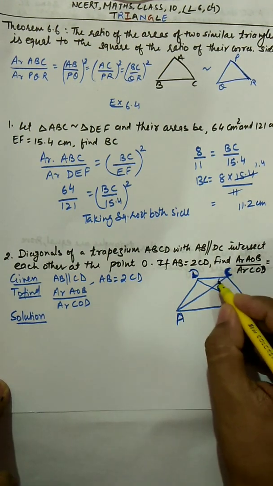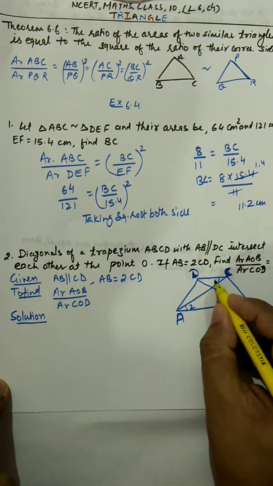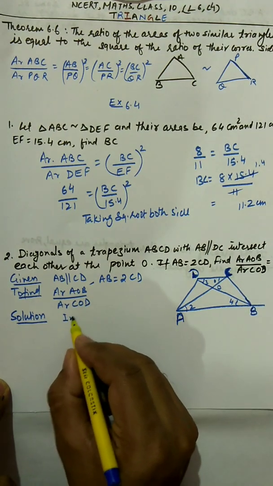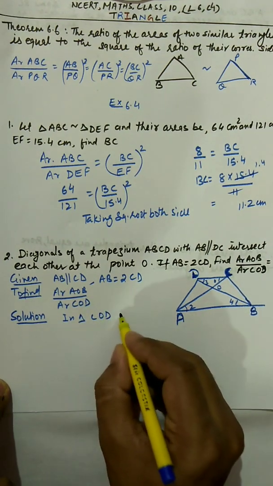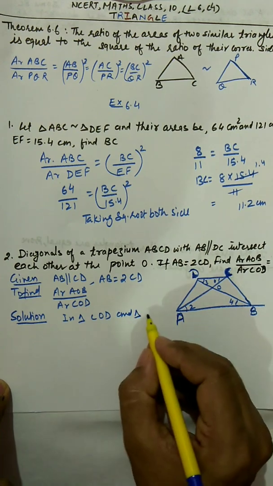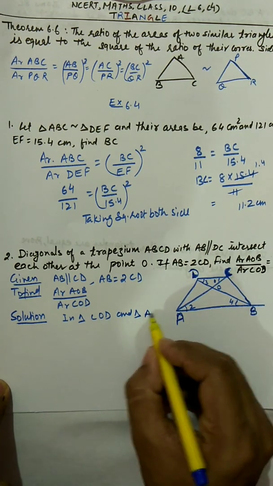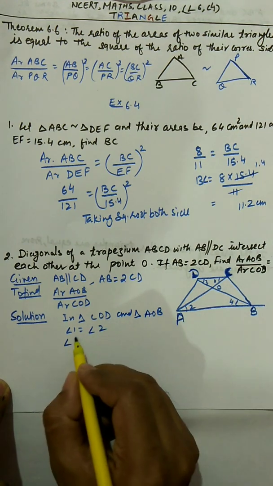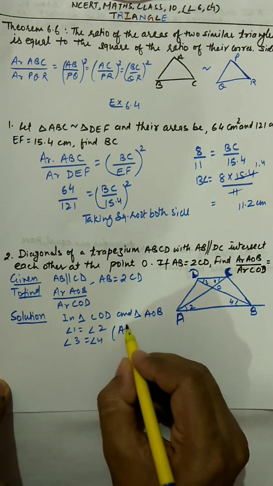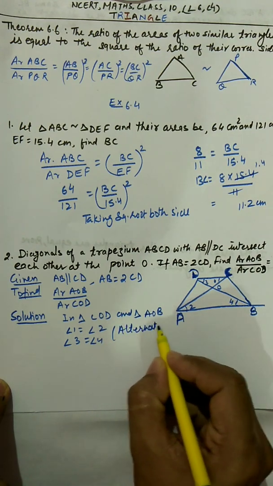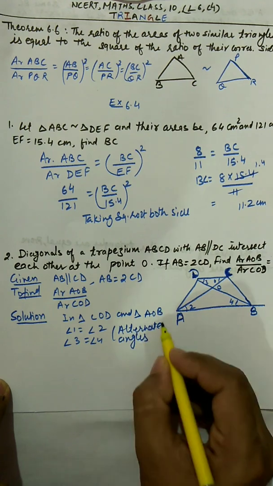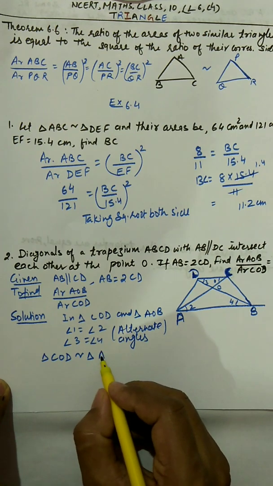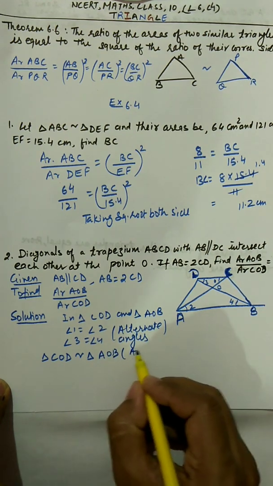So I'm just marking this as angle 1, this as angle 2, this angle as 3, this angle as 4. So in triangle COD and triangle AOB, we can write angle 1 equal to angle 2, angle 3 equal to angle 4, and all these pairs are alternate angles. So you can say that triangle COD is similar to triangle AOB by AA criteria.